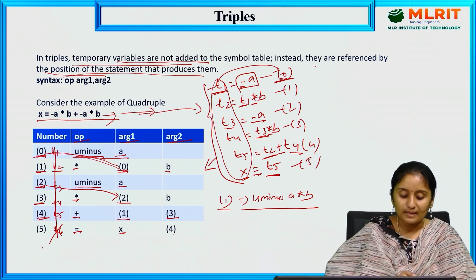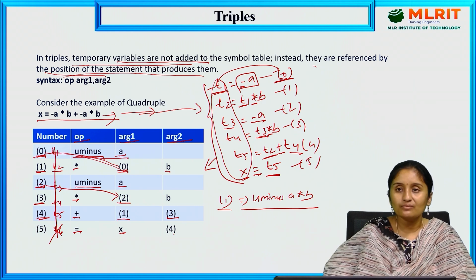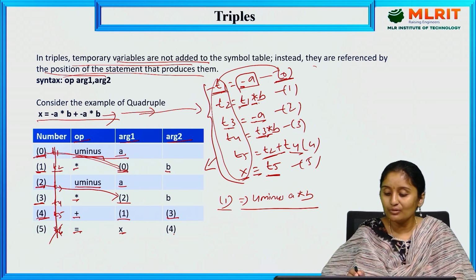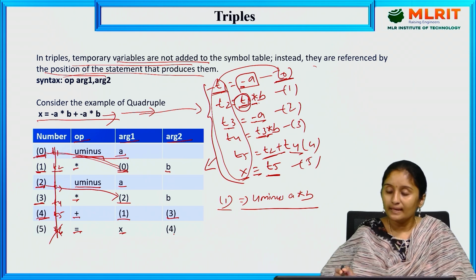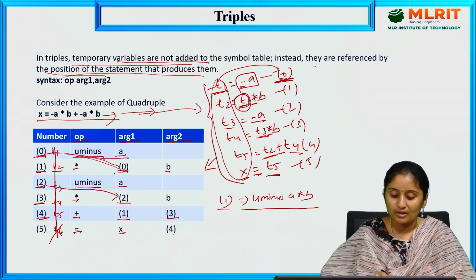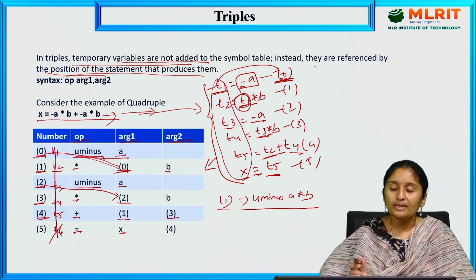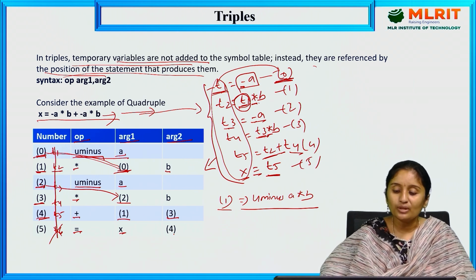We don't place the 0 here; 0 is nothing but the positions we are going to use instead of temporary variables. Coming to the quadruples, we have used temporary variables T1, T2. Here we are going to mention the positions 0, 1, 2, 3. Like that we are going to mention the positions. This is nothing but the triples. So, coming to the indirect triples.